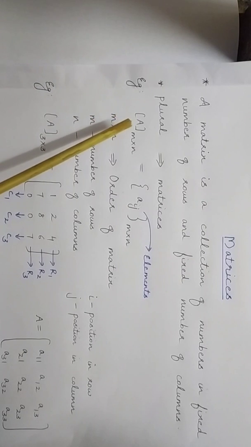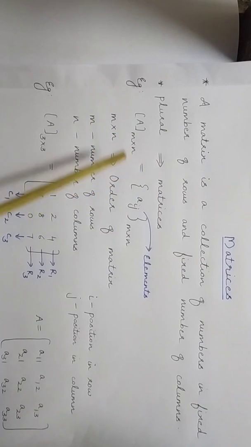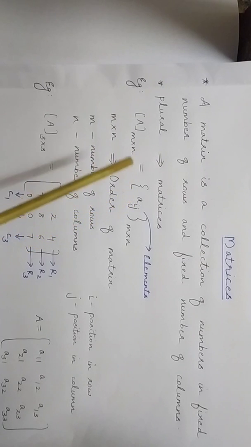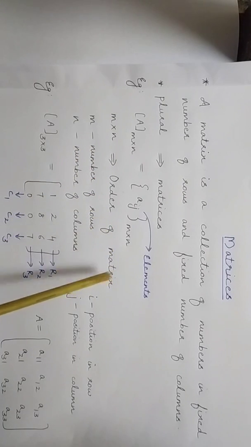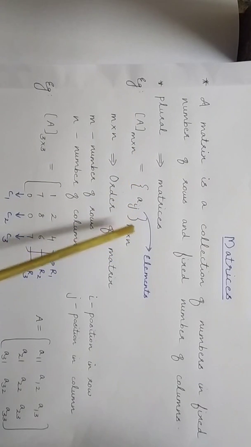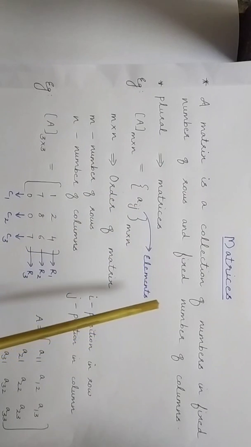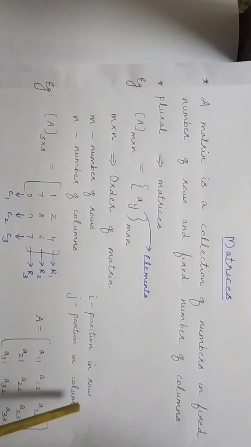Now, for example, here comes a matrix A, a matrix with m by n. When we say m by n, m stands for the number of rows and n denotes the number of columns. So this m by n is known as the order of the matrix. Now this matrix A is equal to Aij. Here Aij shows the elements, or the different numbers, in this matrix. In Aij, i denotes the position in the row and j denotes the position in the column.